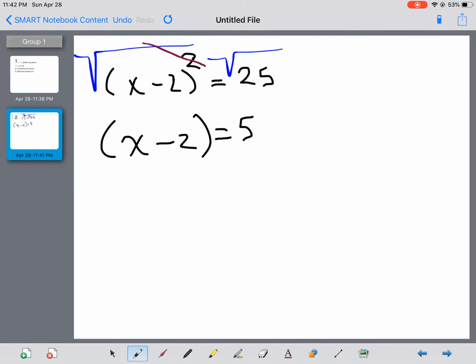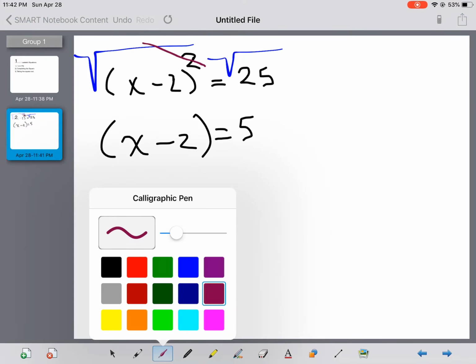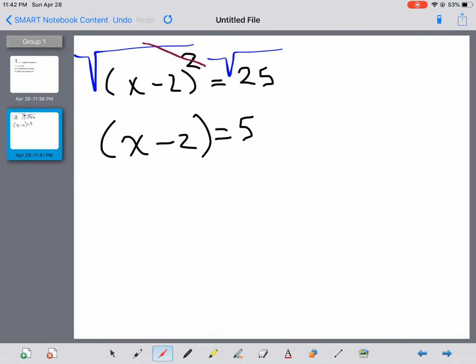But then you have to remember that when you take the square root of 25, not only do you get positive 5, but you also get a negative 5. So that's how we get our second solution. And so we have x minus 2 equals also negative 5. Okay, and so now we'll solve each of those equations to get our two answers.